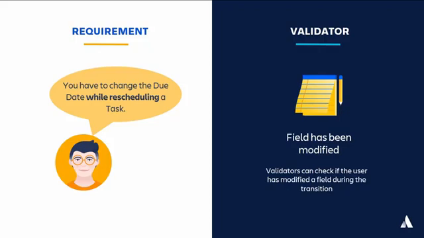This requirement needs a validator because it must happen during the reschedule transition. Also, the user must change the field. This can be done with a field has been modified validator from a marketplace app.